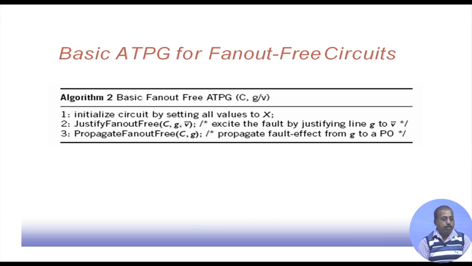Now this V bar response has to be propagated to the output. So how can you do this? There must be some propagation procedure. This propagate fan out free, with C and G, will propagate the value on line G to at least one of the primary outputs.